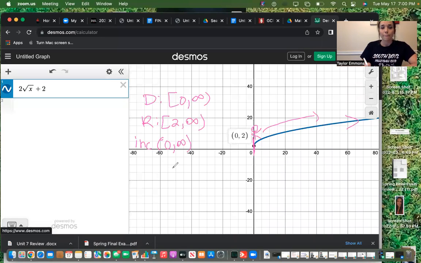Are there any X-intercepts in here? No, because it doesn't cross the x-axis. Are there any y-intercepts? Well, it crosses the y-axis right here. Well, at what value? At (0, 2).